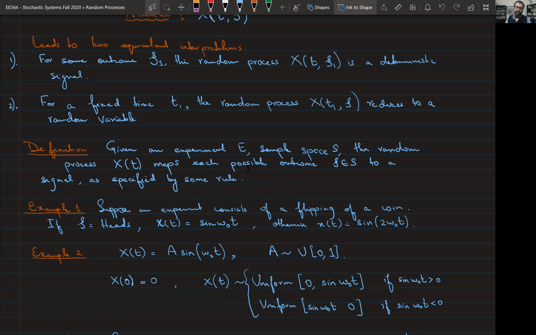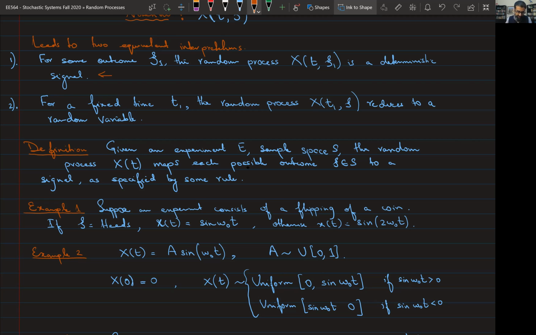And that gave rise to two interpretations of a random process. The first interpretation is that for some outcome zeta one, the random process is a deterministic signal. So if I fix what the outcome is, what I get is a signal, okay? Remember, we said the random process can be defined as a two-dimensional function where one argument is time and the other is the outcome. So in that sense, if I fix the outcome, what I get is a function or a signal.